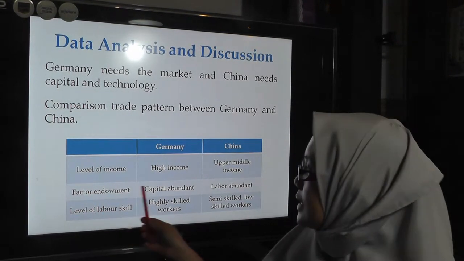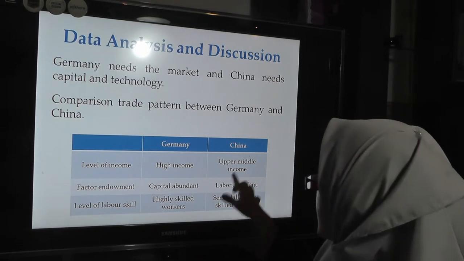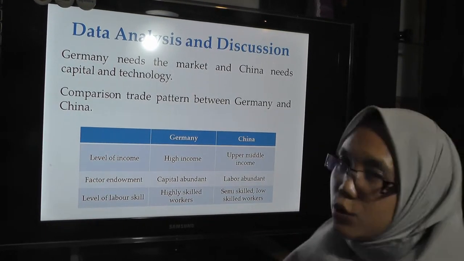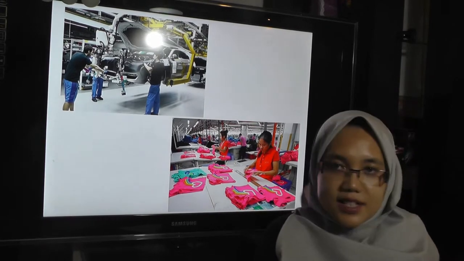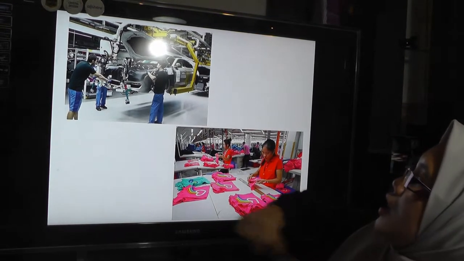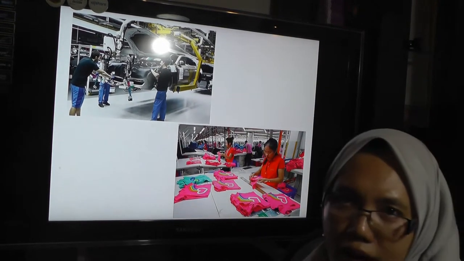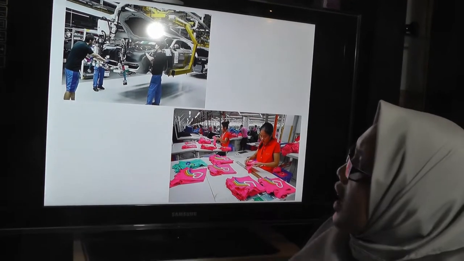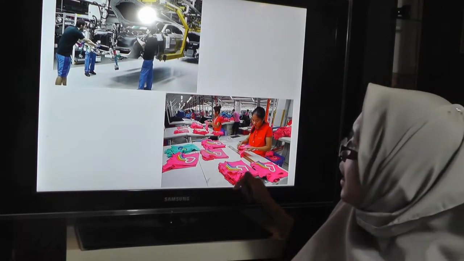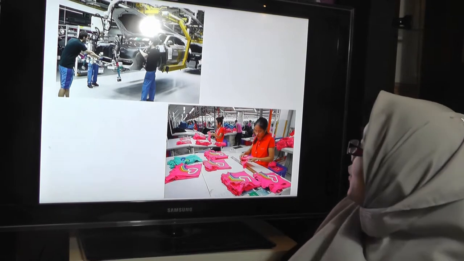Factor endowments: we can see that Germany has capital abundance with the strength of a highly skilled labor force. China is labor abundant, with 1.3 billion population, semi-skilled and low-skilled workers. So again, these are the photos. To produce a BMW car, you can see very clean factories, capital intensive, with high innovation and high-risk R&D. And this is the labor intensive industry in China, producing textiles and clothes.